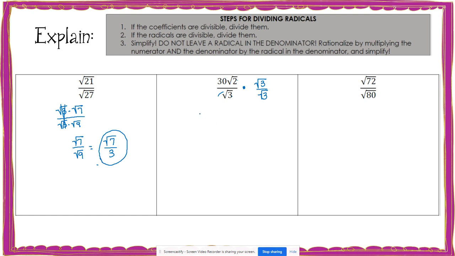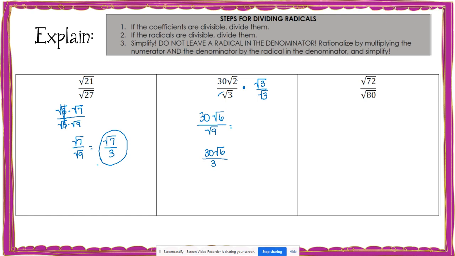Well, 30 doesn't have anything to be multiplied by, so we are just going to rewrite 30. Then the square root of 2 times the square root of 3 gives us the square root of 6. The square root of 3 times the square root of 3 gives us the square root of 9. Well, we know that the square root of 9 is actually 3. So we haven't done anything to our numerator, but we know that the square root of 9 can be rewritten as 3. Well, now when you look at this, we have two whole numbers, and we need to check to see if that can be simplified.